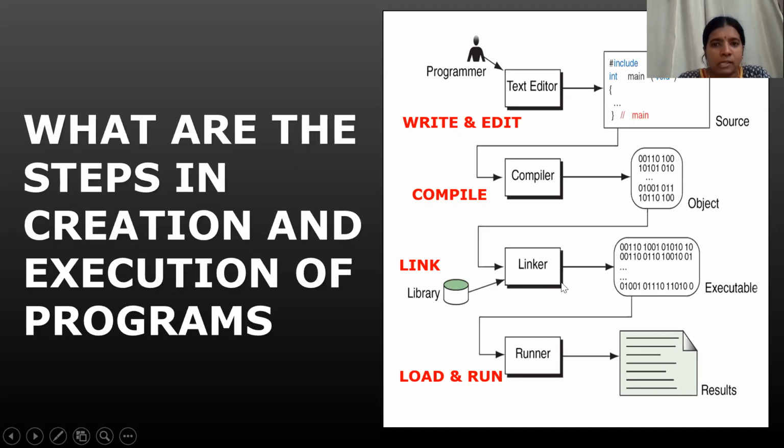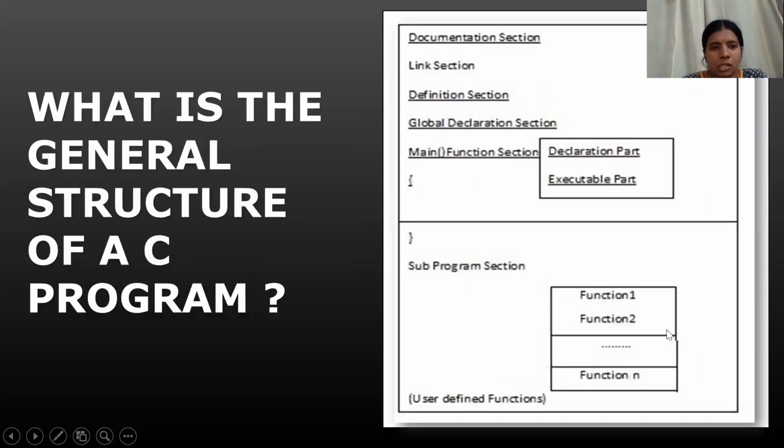So there are four phases: creating and editing, compiling, linking, and running. If we go through these four steps, then we will have the answers. So what is the general structure of a C program? Any C program is expected to be written following this structure.